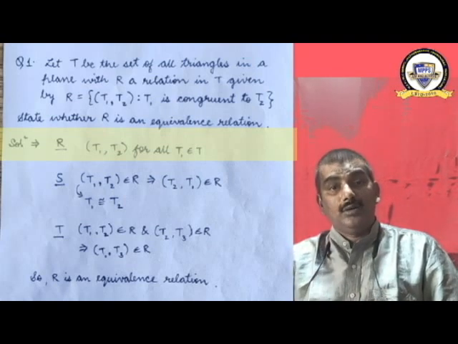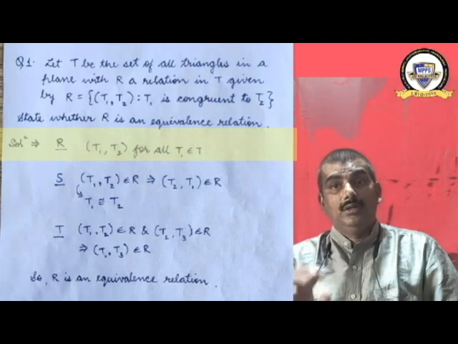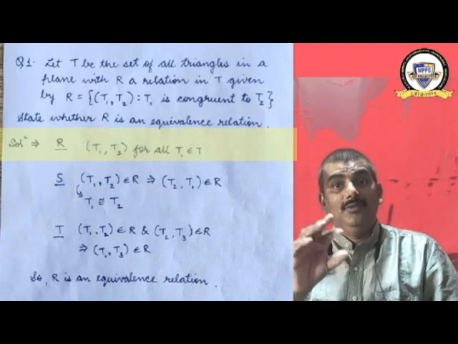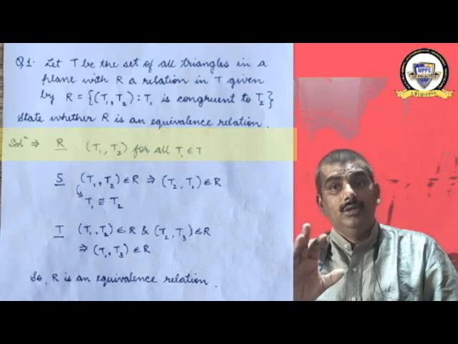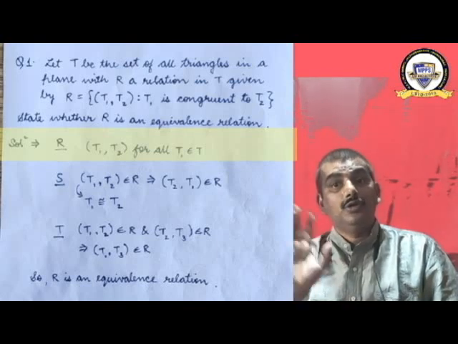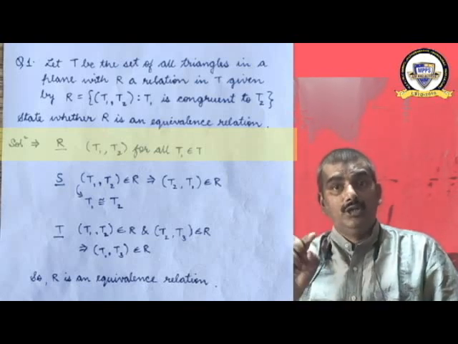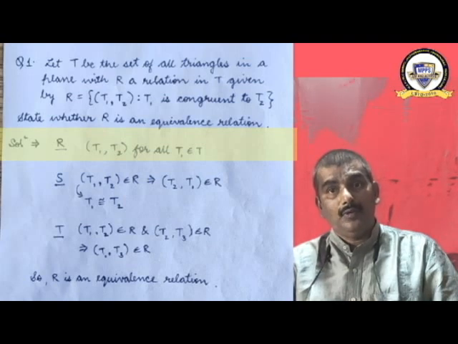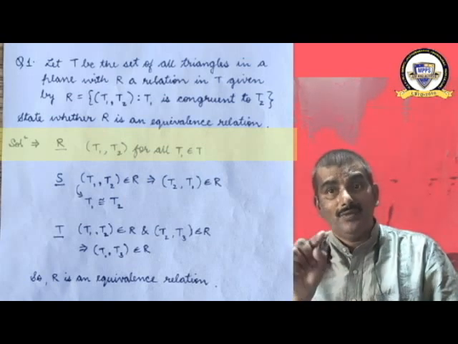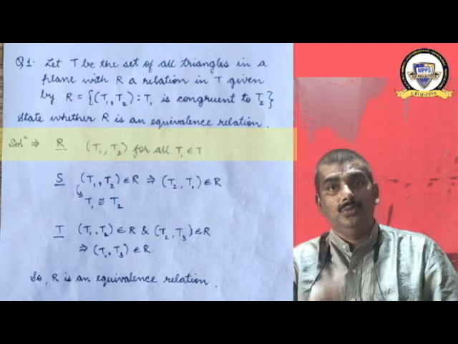All the triangles are congruent. So T1 and T2 congruent. That means T1, T2 will be an ordered pair. No, not T1 and T2. T1 will be congruent to T1 only. T2 can be congruent to T2. T3 can be congruent to T3. T4 can be congruent to T4. Means, see the condition, T1 is congruent to T2.